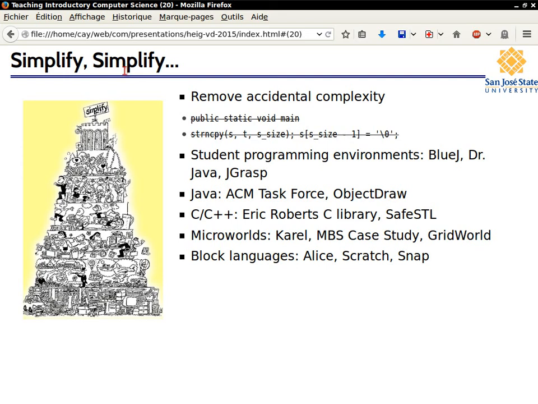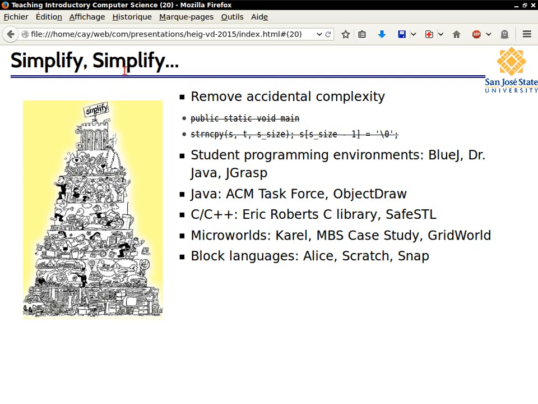There is a large number of environments, libraries, and tools out there to help the students, and you should just use them. So in Java, you can do without public static void main for the first half of the semester by using something like Vue.js. And I'll show that to you next time.